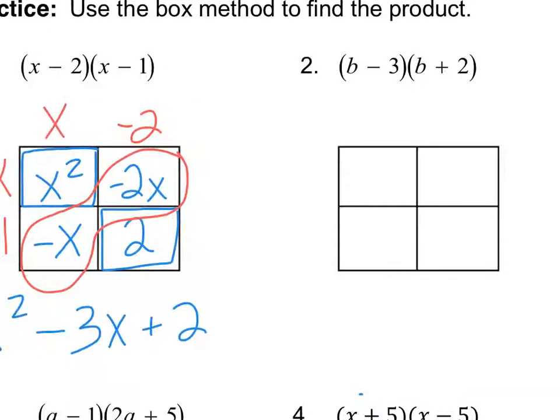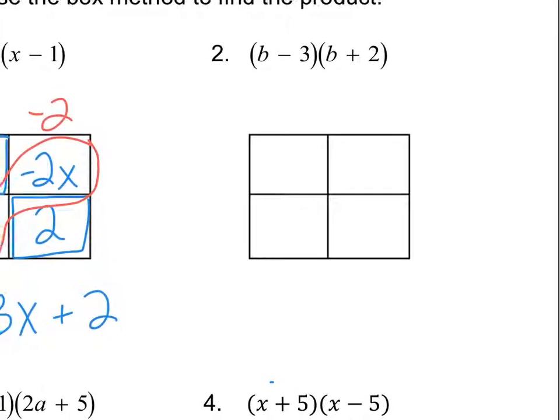Okay, let's go on to number 2. Number 2, looks like we're combining one negative and one positive. So step 1 says to draw my box. I see that I have a 2 by 2, so I've drawn a 2 by 2 box. Step 2 says to write one polynomial across the top. So I'm going to write b minus 3. Notice that the minus 3 really just turns that into a negative 3 on top. And then b plus 2.